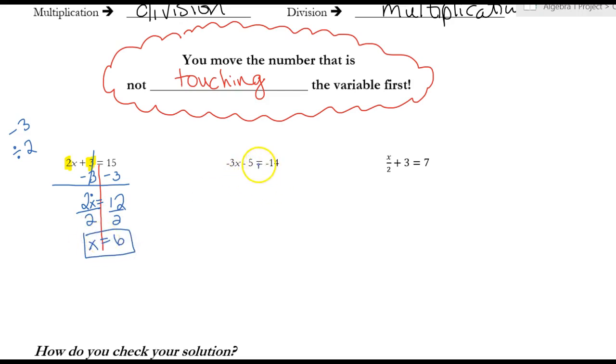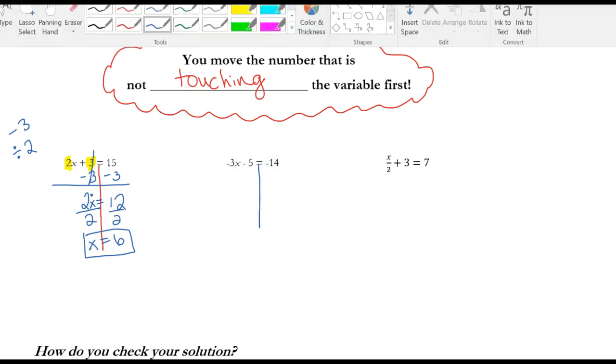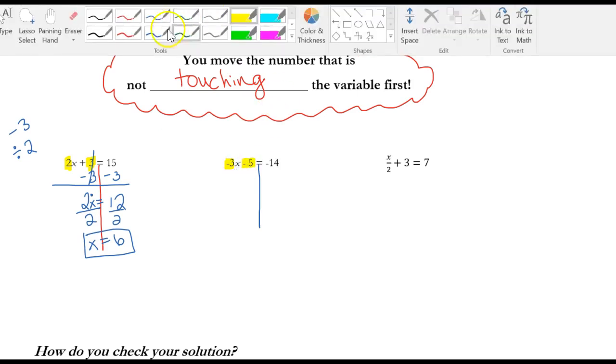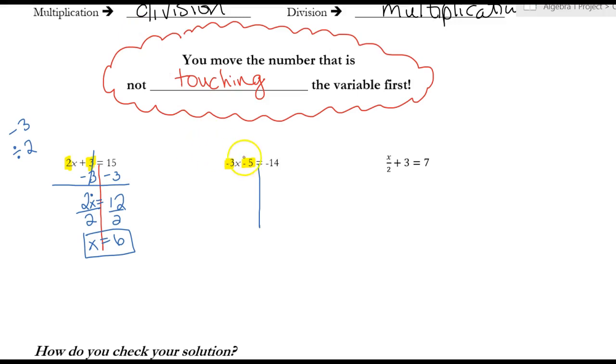Okay, same thing here. Draw my line down from my equal sign. I want to stay organized. I have to get rid of that negative 3 and that minus 5. And the one that's farthest away is the minus 5, so I'm going to add 5 first. So I get negative 3x is equal to negative 9. And now I'm going to divide by negative 3. Don't forget the negative. A lot of times people will leave it off, but then that'll change your answer. And so x is a positive 3.